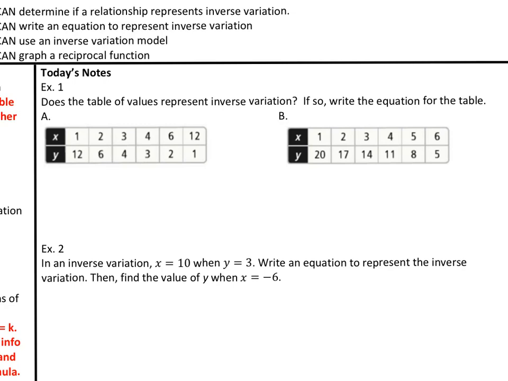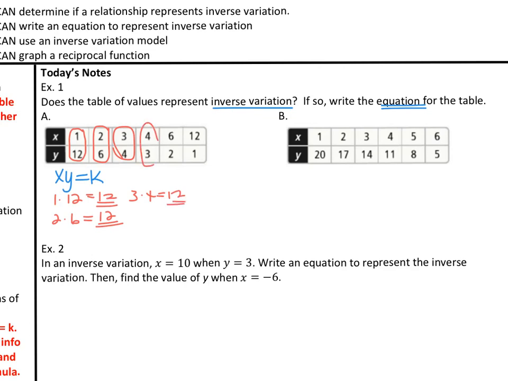It says, does the table of values represent inverse variation? If so, write the equation for the table. To model the definition, using that template, if we follow the form x times y equals k, we're looking for k to be the same answer no matter what. Taking a look at the x and y values in column form, when x is 1, y is 12. So 1 times 12 equals 12. If we take the next column, 2 and 6, 2 times 6 also equals 12. 3 times 4, and so on. We have 4 times 3, which is also 12, 6 times 2, and 12 times 1.